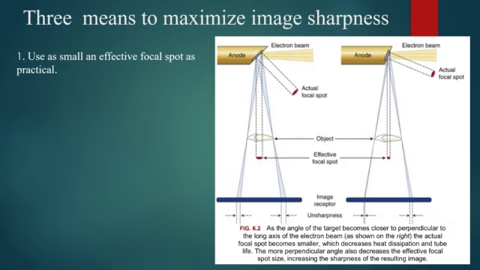In figure 6.2, as the angle of the target becomes closer to perpendicular to the long axis of the electron beam, as shown on the right side, the actual focal spot becomes smaller, which decreases heat dissipation and the tube life. The more perpendicular angle also decreases the effective focal spot size, increasing the sharpness of the resulting image.